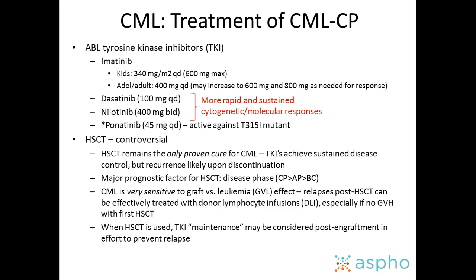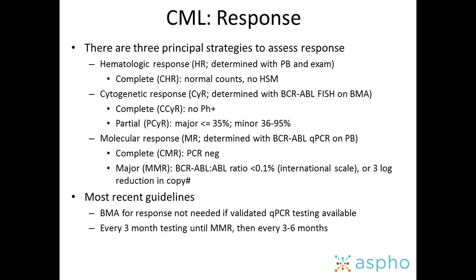The major prognostic factor for patients with CML that go to transplant is what was their disease setting at the time of transplant. Were they in chronic phase? Then they'll do better than if they were in accelerated phase or blast crisis. CML is the poster child for being sensitive to graft versus leukemia effects. So it was demonstrated many, many years ago that relapses of CML post-transplant can be effectively treated and even cured with donor lymphocyte infusions, especially if there was no graft versus host disease with the first transplant. When transplant is used, tyrosine kinase inhibitor maintenance therapy can be considered post-transplant. I think it's more commonly used, and the benefit has been better demonstrated in Ph-positive ALL, but many centers are incorporating maintenance with TKIs post-transplant for CML as well.